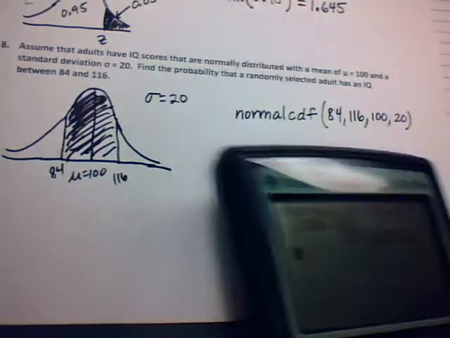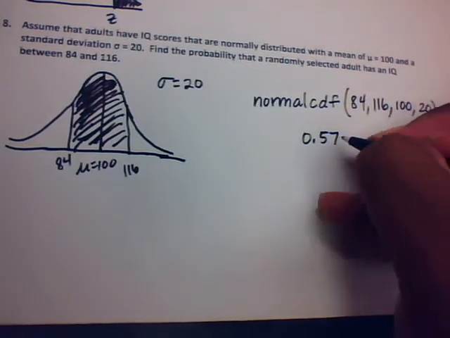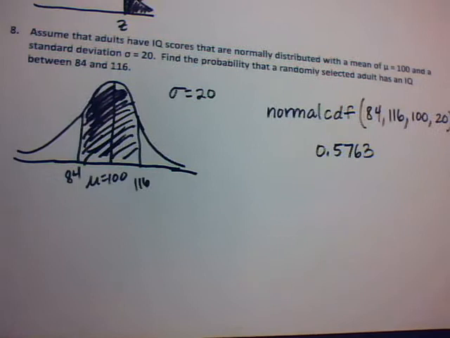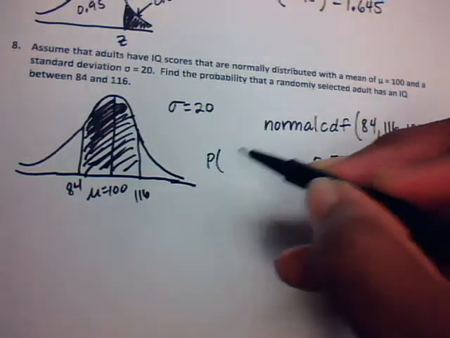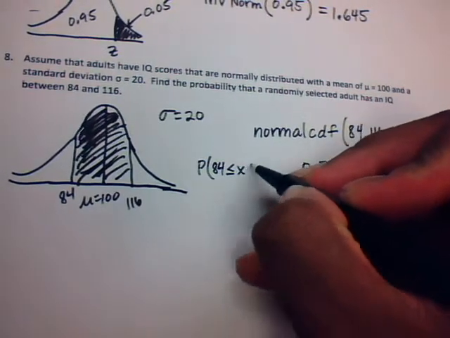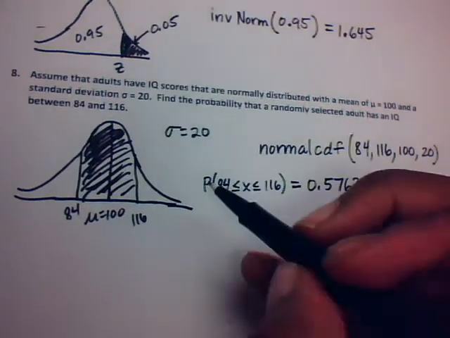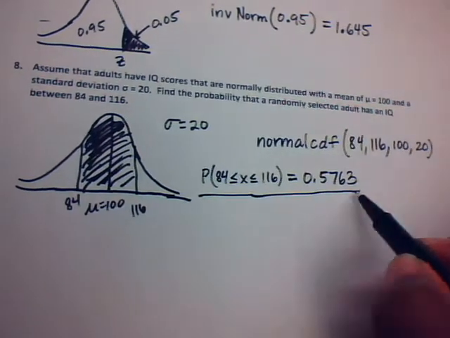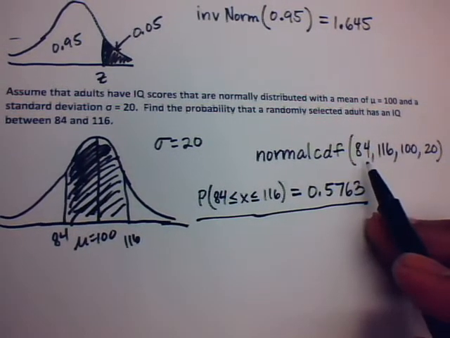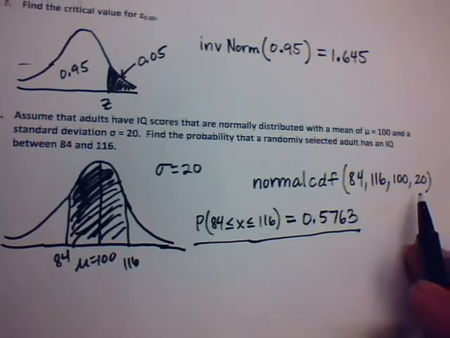And then hit enter, and that will give you 0.5763. And we're rounding this off to 4 decimal places. So here is the probability of selecting an adult that has an IQ between 84 and 116. And that's going to be this number right here. Okay, so you have to know the format for the normal CDF. It's always a low limit, then your upper limit, then mu, then standard deviation, or sigma.